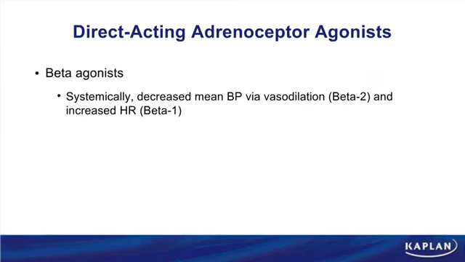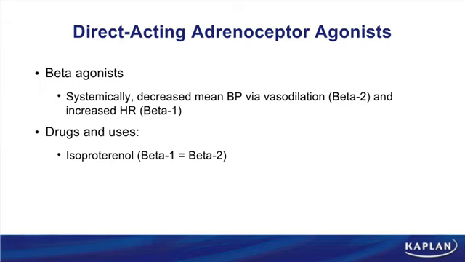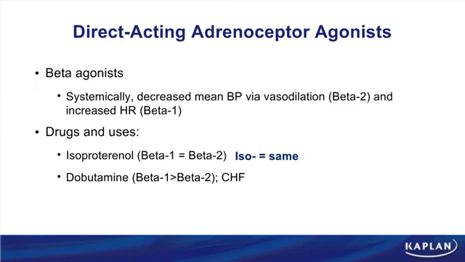When we look at the different beta agonists, we start with the drug isoproterenol. If I remember, the prefix iso means same. This drug isoproterenol has the same action on beta-1 as it does on beta-2. So it's a beta-1, beta-2 agonist. Dobutamine, however, is much more beta-1 selective. So we consider this drug for cases of heart failure where we want the specific beta-1 positive inotropic effect.